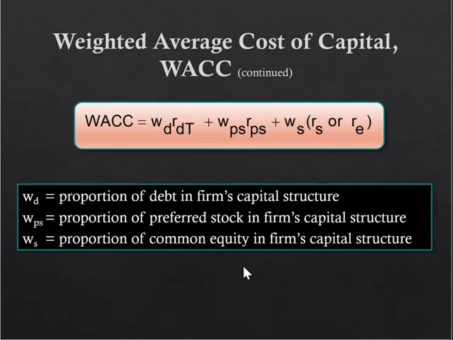You can see that formulaically here. Weighted average cost of capital is the weighting of the debt times the required return on the debt, plus a weighting of preferred stock times the required return on preferred stock, plus a weighting of stock times the return on the stock, or the return on newly issued equity.